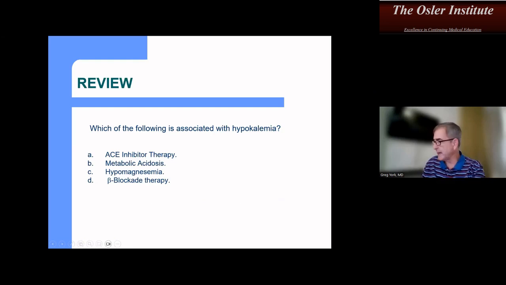Which of the following is associated with hyperkalemia? Hypokalemia, I'm sorry. Which of the following is associated with hypokalemia? Got a few answers here. Answer is hypomagnesemia. All right.